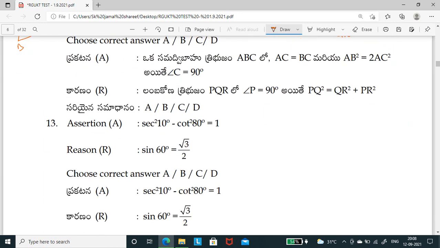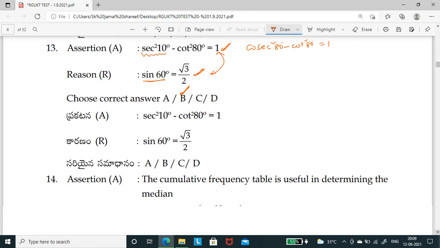Next, secant square 10 degrees minus cot square 80 degrees is equal to 1. How can you write secant square 10 degrees? Secant square 10 degrees can be written as cosecant square 80 degrees minus cot square 80 degrees. So cosecant square theta minus cot square theta is equal to 1, hence it is true, right? Next, sine 60 degrees is equal to root 3 by 2. This is also true, but there is no relation between these two. So both are true, but there is no relation between reason and assertion. Hence, option B will be my answer here, right?